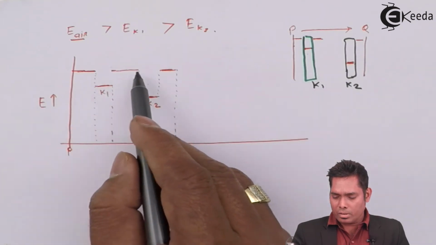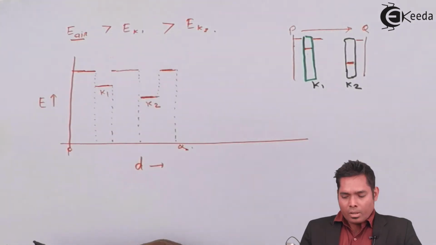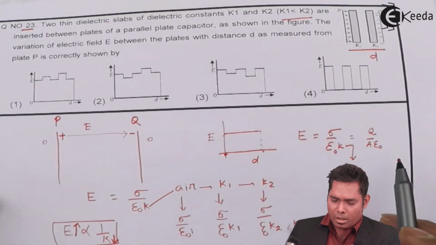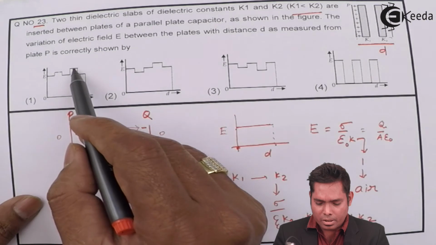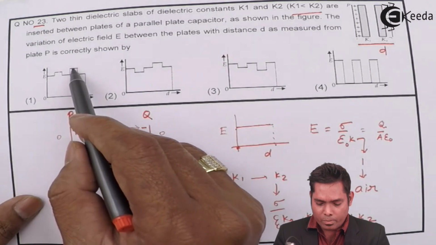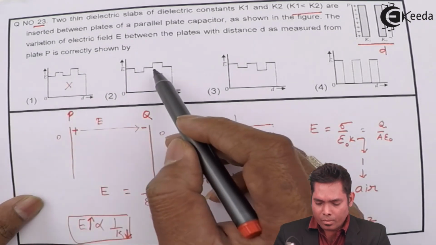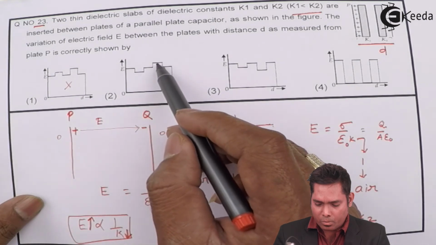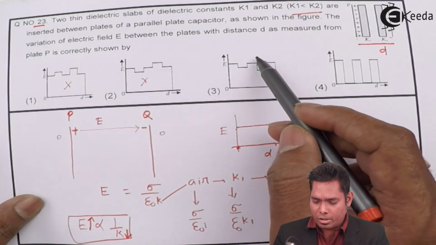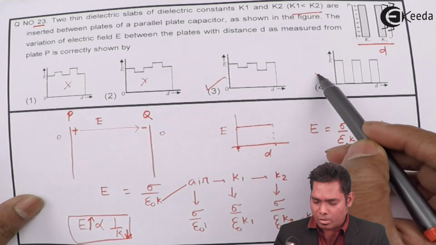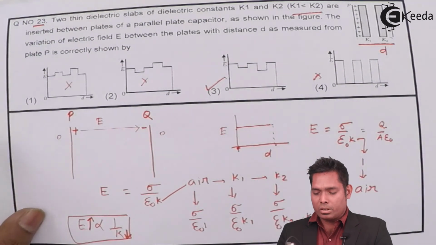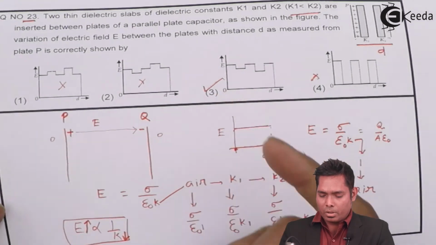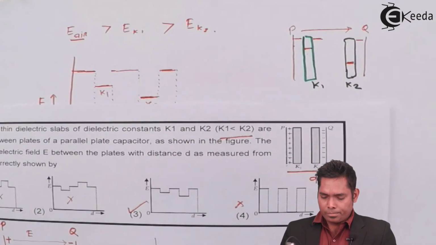So this is the situation, and it is best described by the right graph. You can see that this one is not possible because K2 electric field is more than this. This is not possible. Here I can see that this K2 is more than, this is not possible. Here this one is the correct answer. This is not possible, as the electric field is not constant everywhere inside.